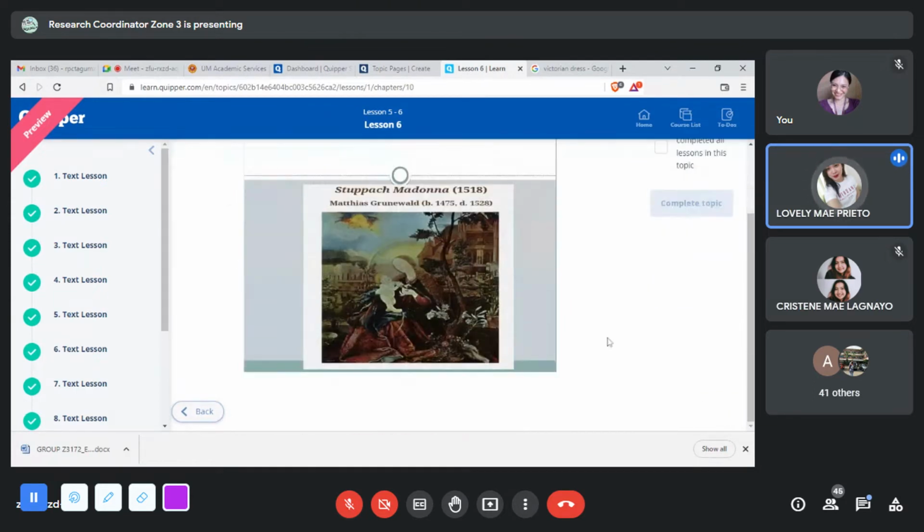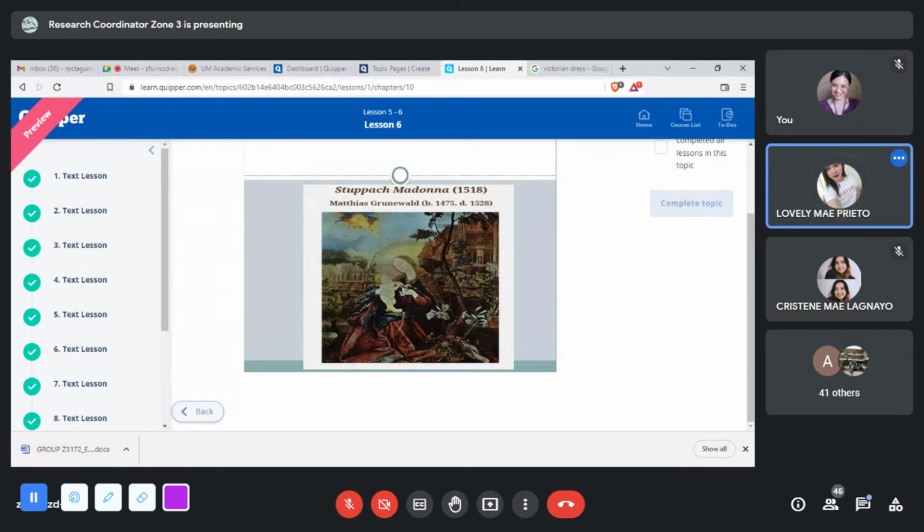And the last one is Madonna, or Stupak Madonna by Matthias Grunewald. Okay? Madonna is somewhat an image of a liberated woman. Pero look at how Madonna was being presented here. Okay? The Madonna that I'm talking about is the Madonna in the painting, ha? Not the Madonna nagkanta like a virgin. No. Yung si Madonna sa painting, okay?